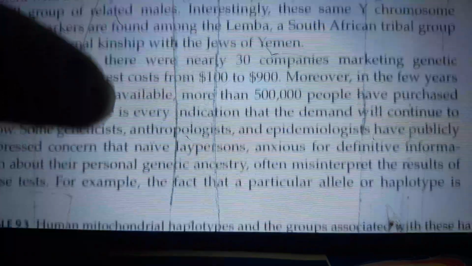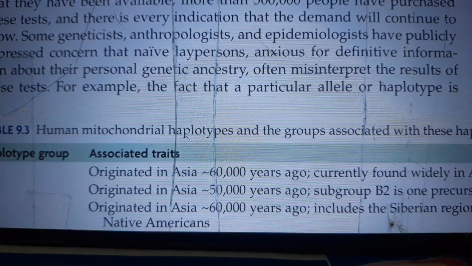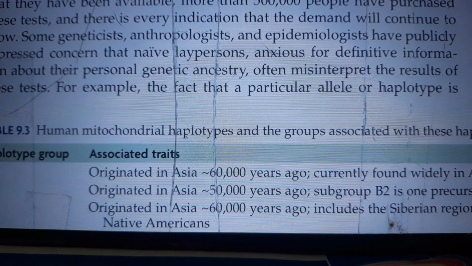By mid-2008, there were nearly 30 companies marketing genetic ancestry kits. Each test costs from about $100 to $900. Moreover, in the few years that they have been available, more than 500,000 people have purchased these tests, and there is every indication that the demand will continue to grow.